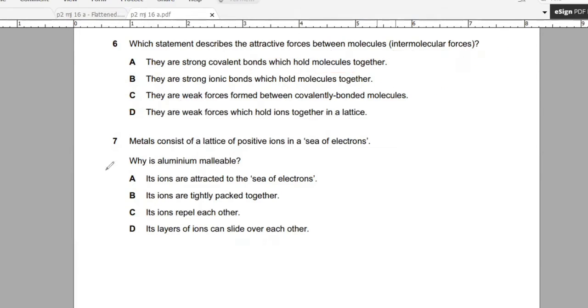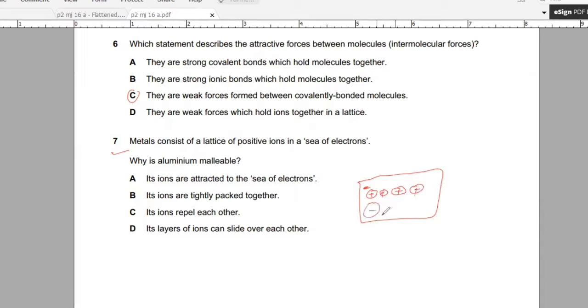Clear? Now number 7. The metal consists of a lattice of positive ions in a sea of electrons. Why is aluminum malleable? Well, for example, let's say this is aluminum metal. In the metal, we'll have a sea of free electrons here. These are the positive charges, and this is the metallic bond. The electrons will be there, and these electrons are called the sea of electrons or free electrons in the metal.